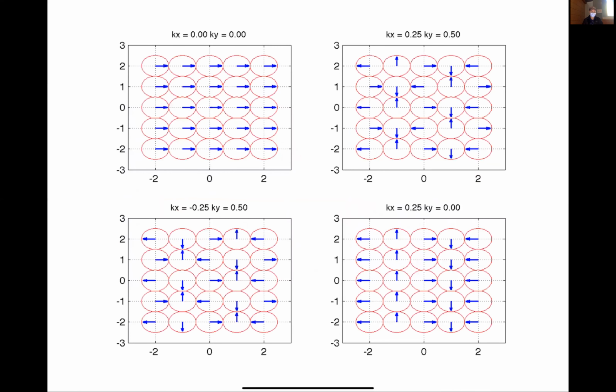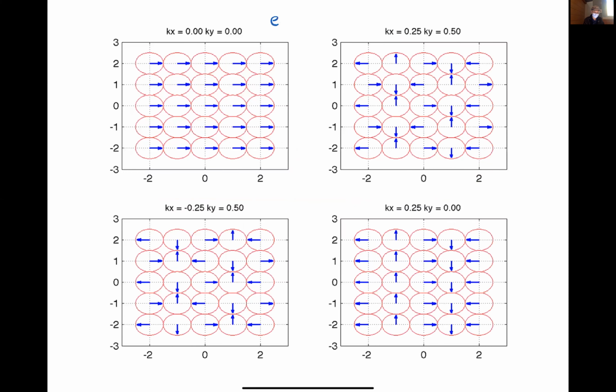Okay, so let's take a look at some simple examples. Here's Kx equals 0, Ky equals 0. That's pretty simple. They're all pointing in the same direction. Here's Kx equals 0.25, Ky equals 0.5. Let's see if that makes sense. And these are all representing e to the minus j 2 pi (kx x plus ky y). Because you always have to define what you're plotting, since there's a sign. You have to say, is it plus or minus phase.